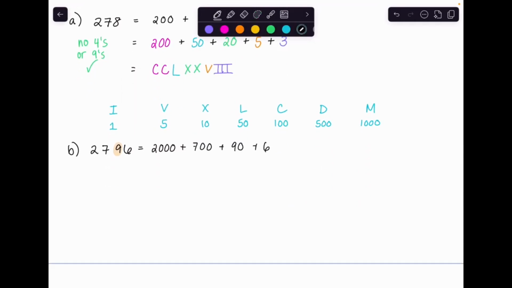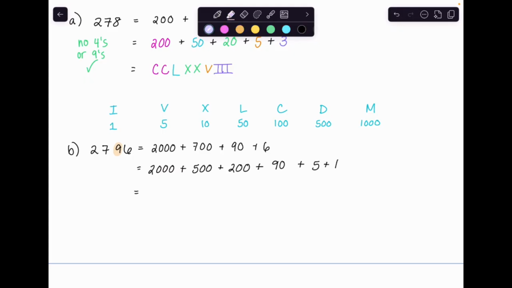Now again, each of these I want to break down further because 700 I can write in terms of 500. So that's 2,000, and that breaks down to 1/500, and that leaves me with 200 left. Then we've got the 90, and 9 is special. I do not need to break that down as 50 and 40, but I do need to break down the 6 as a 5 and a 1.